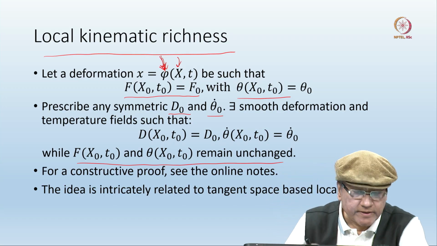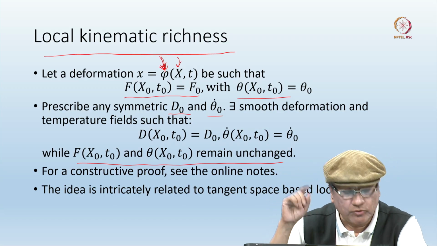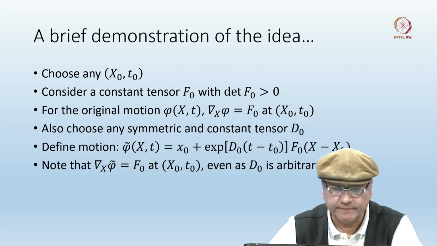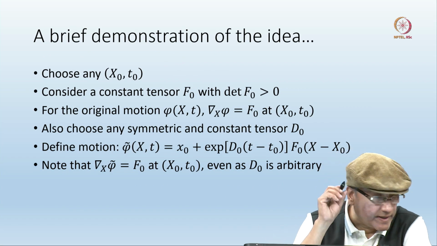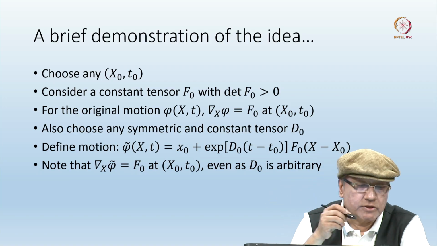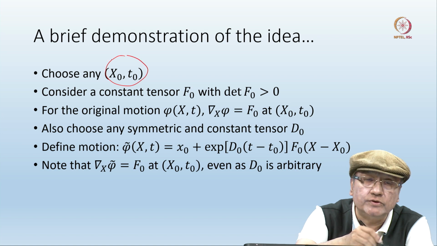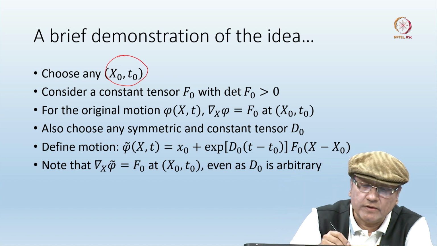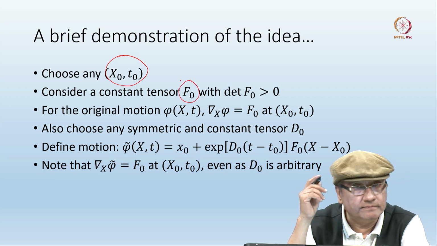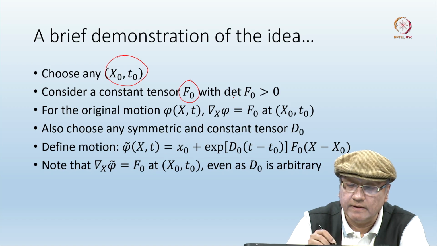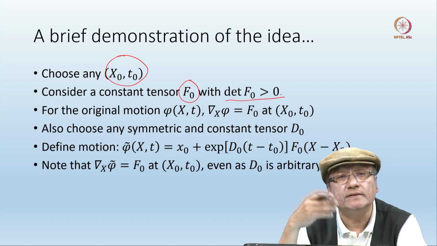For a constructive proof, as I said, you can go to the online notes, but let me give you a feel of this here. Let us actually construct it. Choose a point X0, t0 in space-time. Consider a constant tensor f0, such that of course f0 has to be such that its determinant is greater than 0.